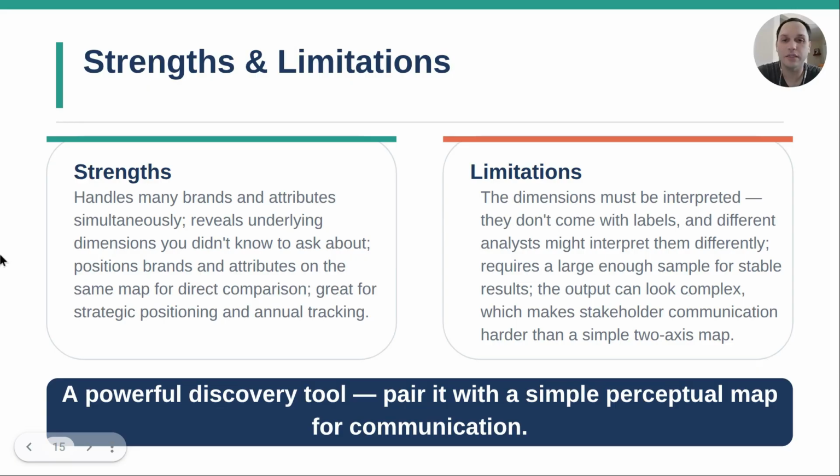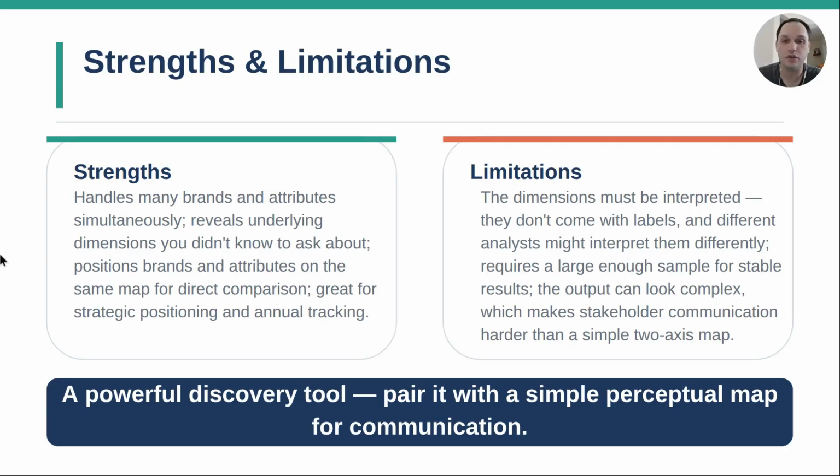Let's be balanced. The strengths of correspondence analysis. It handles many brands and attributes simultaneously in a way no simple two-axis map can. It reveals underlying dimensions that you might never have thought to plot. The structure emerges from the data rather than your assumptions. It positions brands and attributes on the same map, making associations immediately visible. And it's a powerful tool for annual tracking of brand positioning.